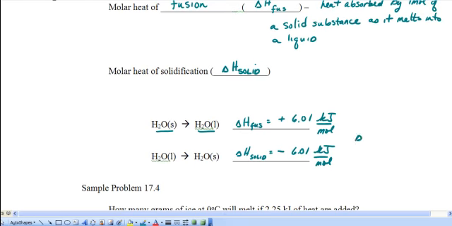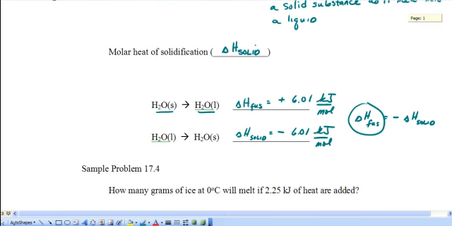So some people would just simply say that the delta H of fusion, or the heat of fusion, is going to be equal to the opposite of the delta H of solidification. But typically this is the one that we deal with. You just got to realize that it's endothermic as it melts, and it's exothermic as it freezes. Alright, so let's go ahead and take a look at this.